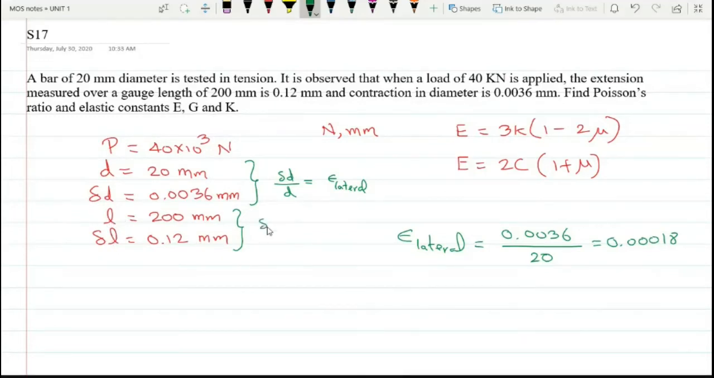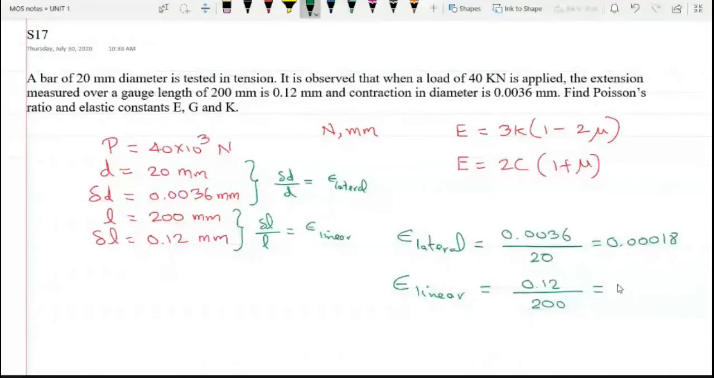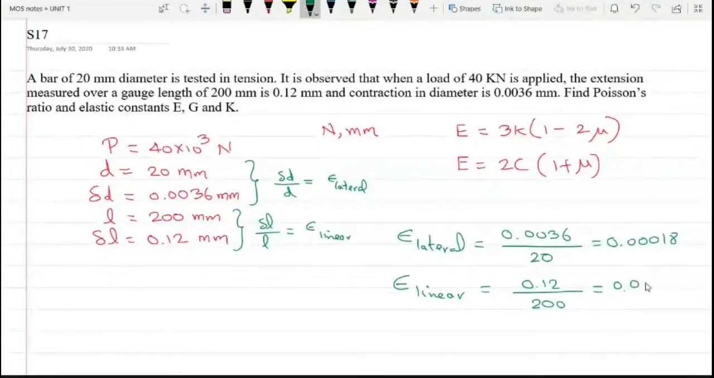Okay. So now same L is given, del L is given. We can identify what is del L by L, which gives you linear strain. So let us identify what is our linear strain. So linear strain is 0.12 divided by 200, which is 0.0006. This is my linear strain.